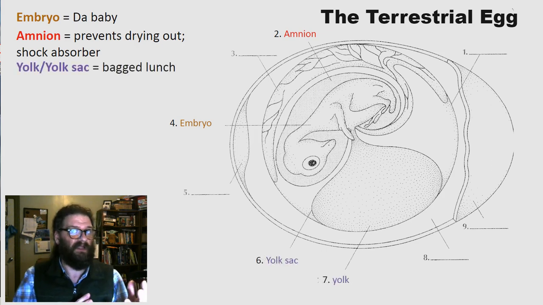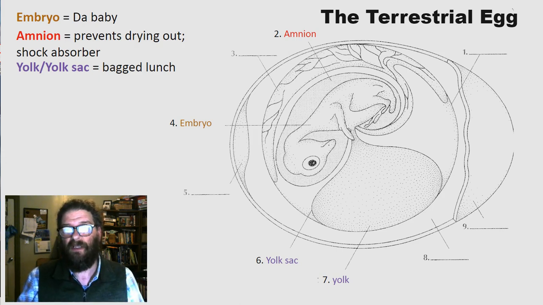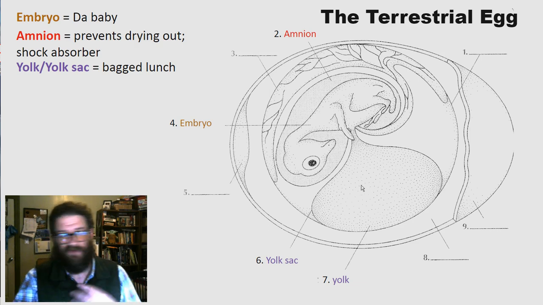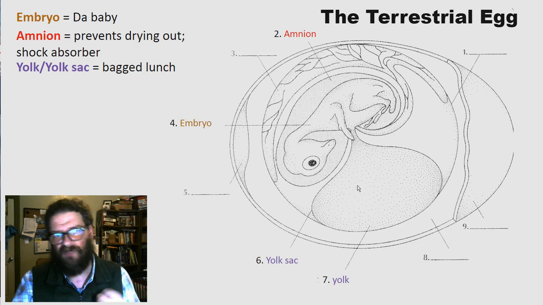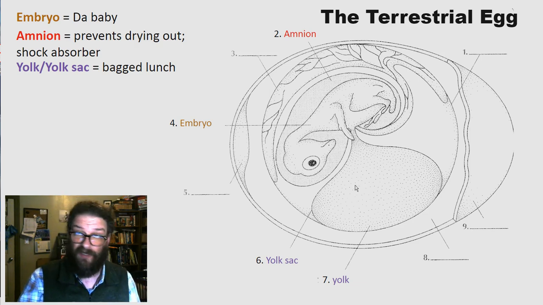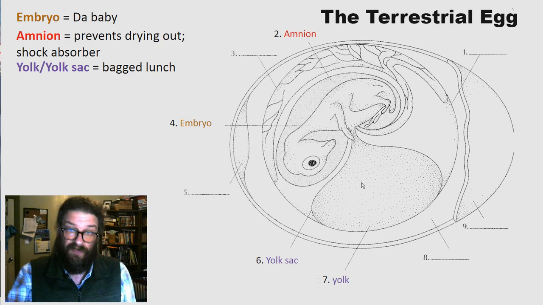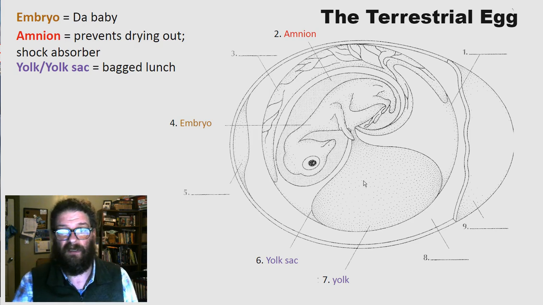Now, mom also, again, has to pack a bagged lunch for her embryo. So within the yolk sac is where we're going to find the yolk itself. The yolk has lots and lots and lots of fats and sugars and minerals, not all of the stuff, but a lot of the stuff that the developing embryo needs to turn into a bigger embryo. It's kind of a complete system. So as that embryo gets larger and larger, the yolk sac is going to become smaller and smaller.